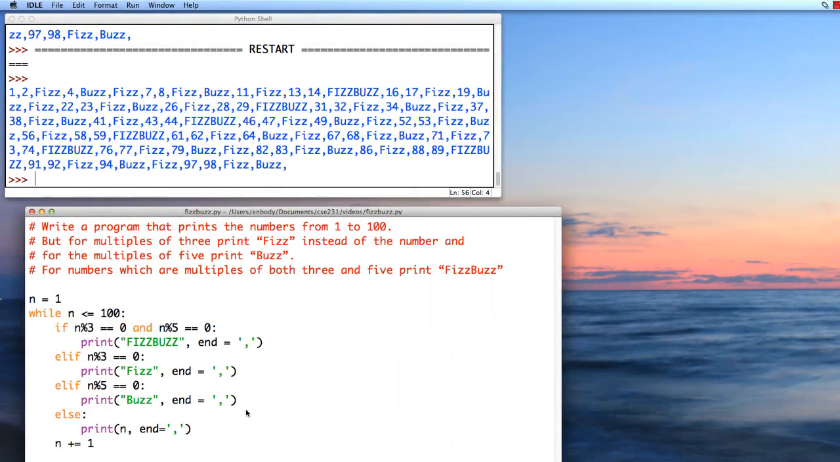Now we can see that in the values that we want, fizzbuzz divisible by 3 and 5 being 15, 30, 45, 60, 75, and 90 all print fizzbuzz, and the other values of fizz and buzz are printed as before.